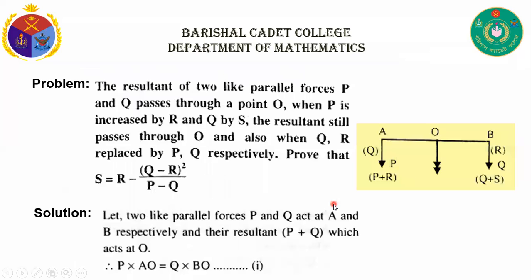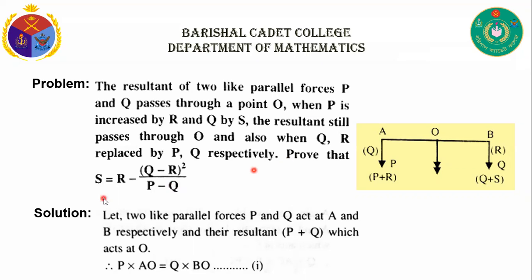Okay. Now, another problem. The resultant of two like parallel forces P and Q passes through a point O. When P is increased by R and Q is increased by S, the resultant still passes through O, and also when Q and R are replaced by P and Q respectively, prove that S = R − (Q − R)² / (P − Q).